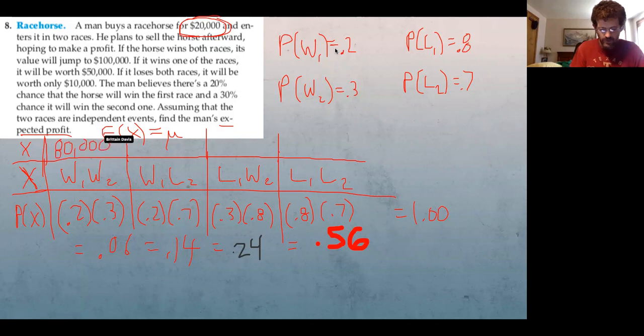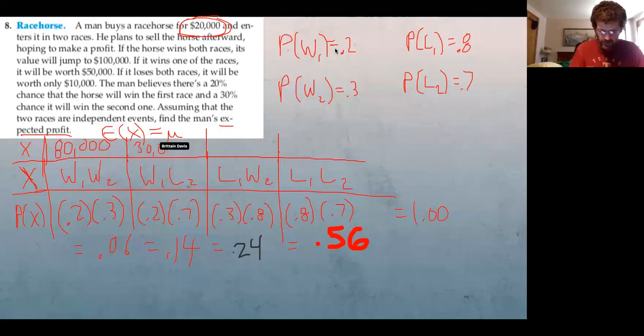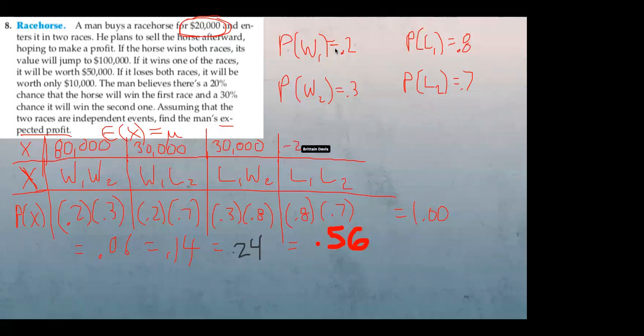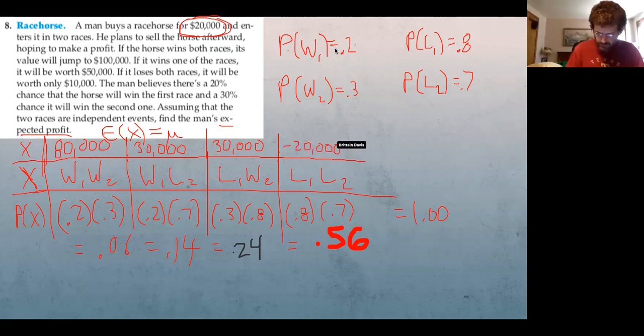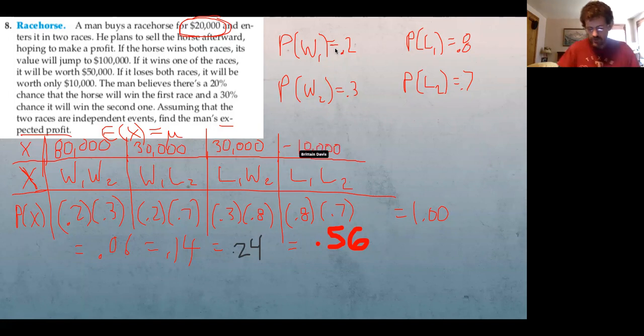So 80,000, which means for winning one race is going to be... what will the profits be for one win? 30,000. There we go. And it doesn't matter in our scenario whether this horse wins the first or the second race. And then our profits for losing both races is negative 10,000. Because you will be able to get $10,000 back from selling the horse, but you're not going to get the full 20,000 back. So you're going to lose 10,000.